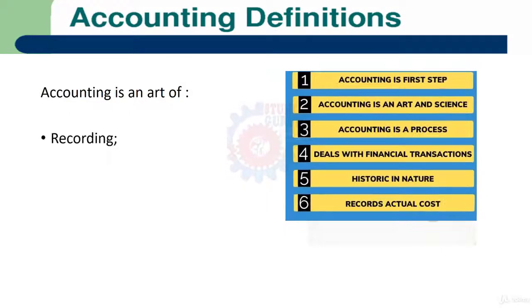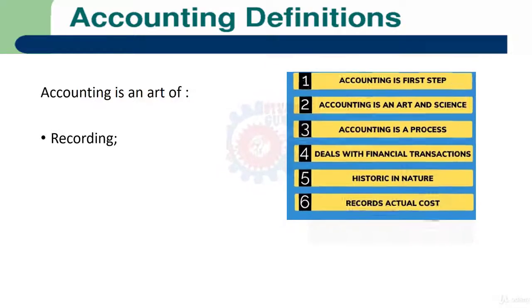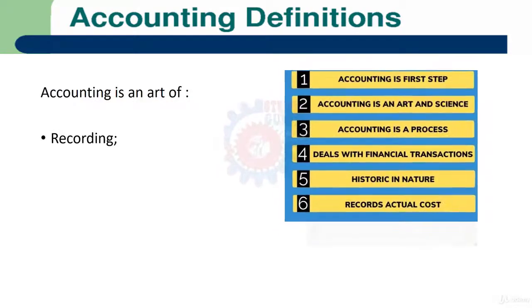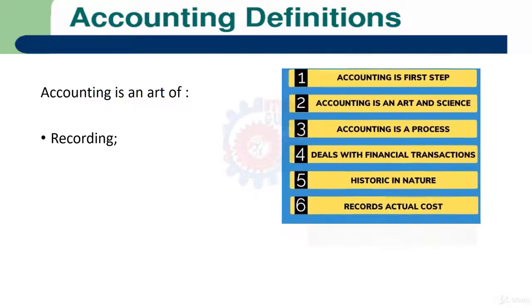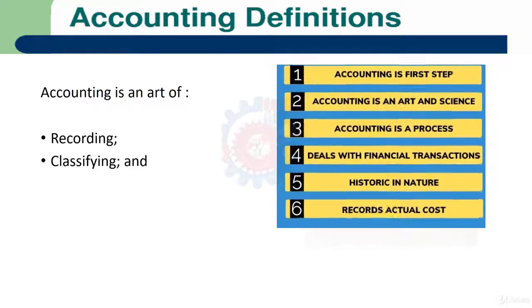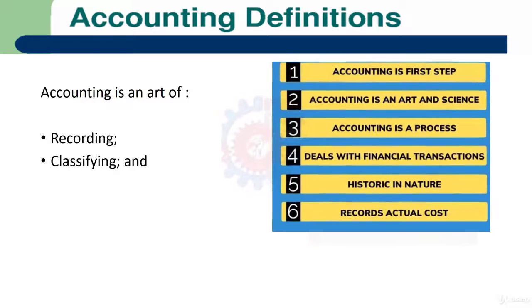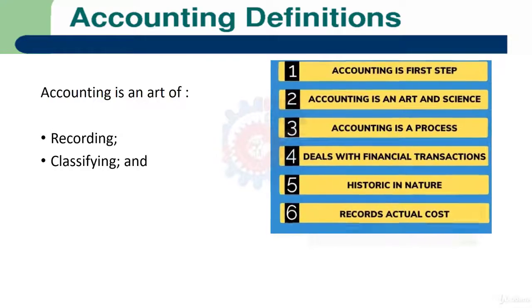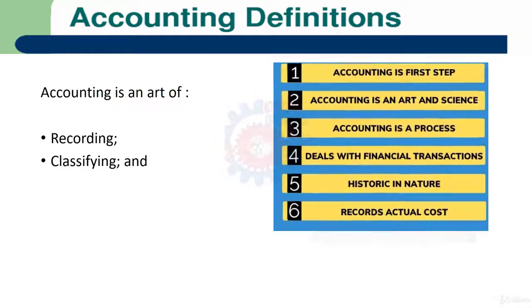The transactions are recorded in an accounting book called journal, which we will discuss later. Then we can further say that accounting is an art of classifying transactions of similar nature under one head. For example, all cash transactions can be classified under cash account, which will show a clear picture of the movement of the cash in the business.